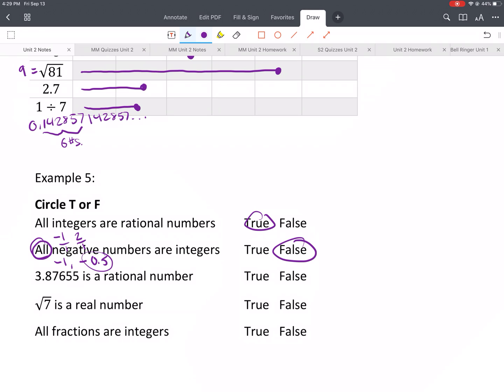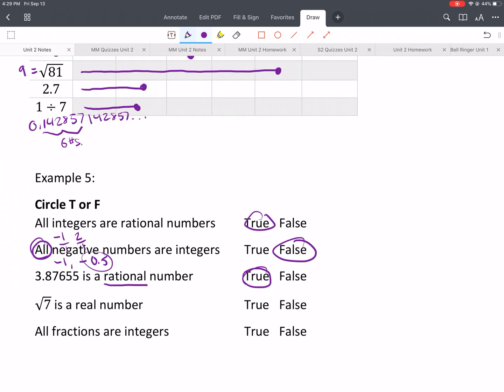Next, 3.87655 is a rational number. Some people may look at that and say, well, it has no pattern. But you also notice that it doesn't have an ellipsis at the end, so that means that it ends. It's a decimal that ends, so therefore it is a rational number. It can be written as a fraction.